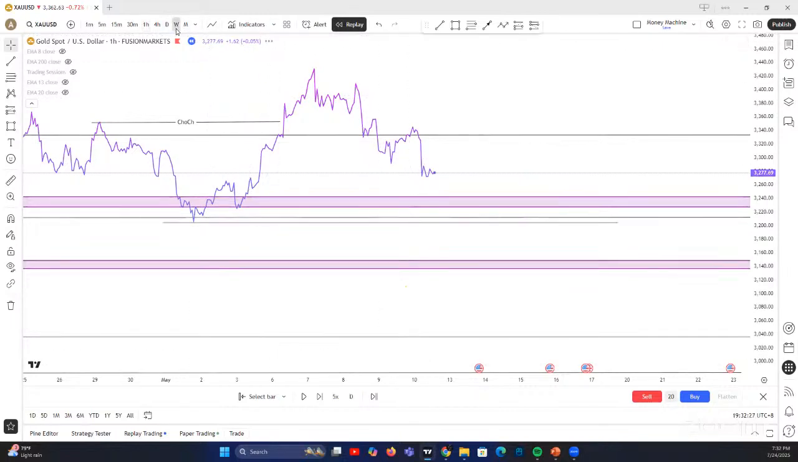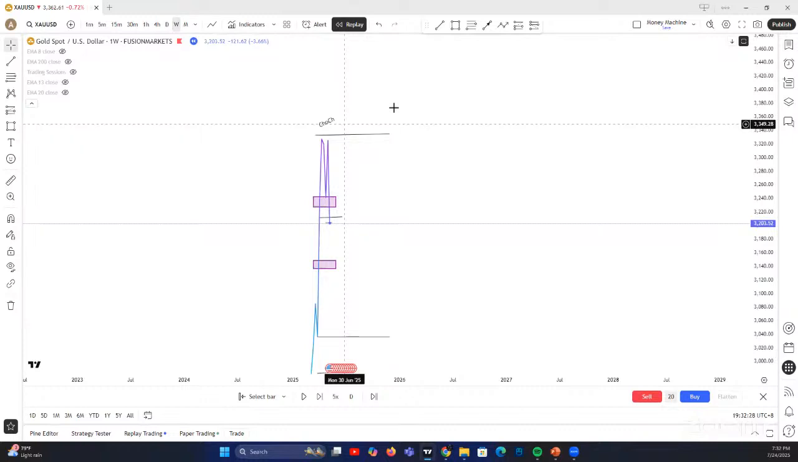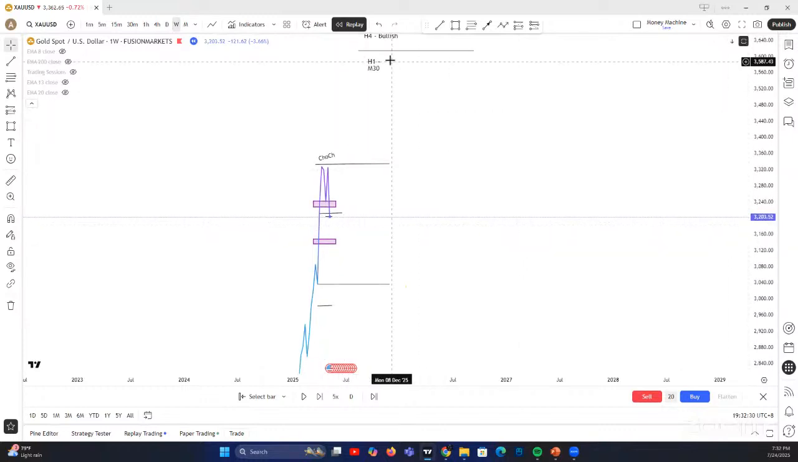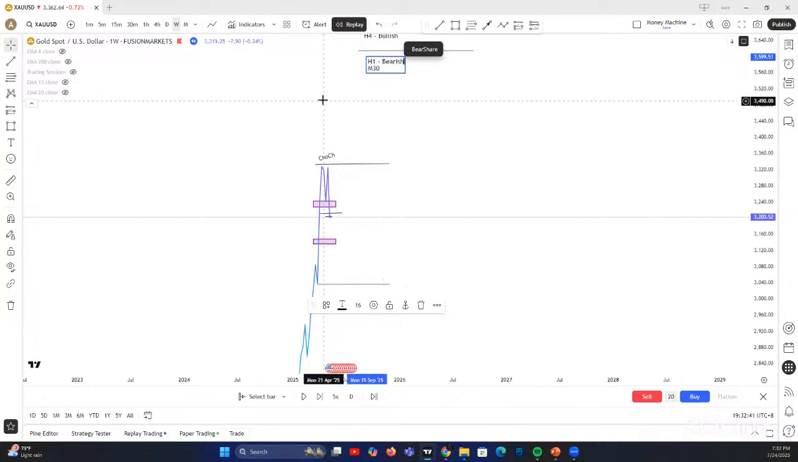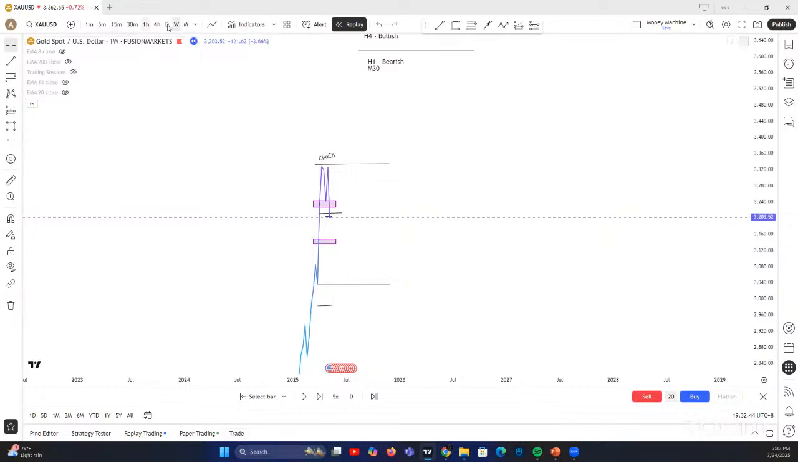So we go back to weekly. There's our cheat code here. So H1, bearish. Very good.